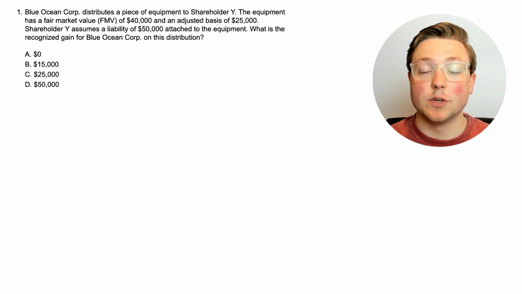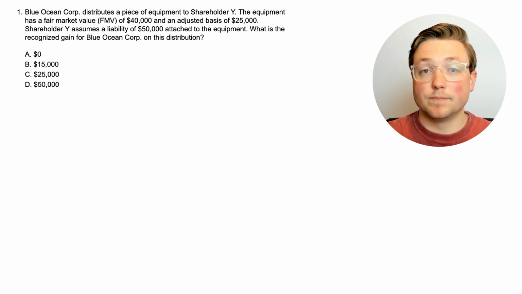All right, here is question 1. Blue Ocean Corp distributes a piece of equipment to shareholder Y. The equipment has a fair market value of $40,000 and an adjusted basis of $25,000. Shareholder Y assumes a liability of $50,000 attached to the equipment. What is the recognized gain for Blue Ocean Corp on this distribution?